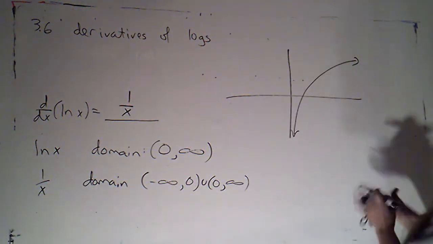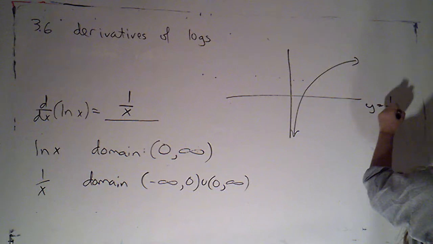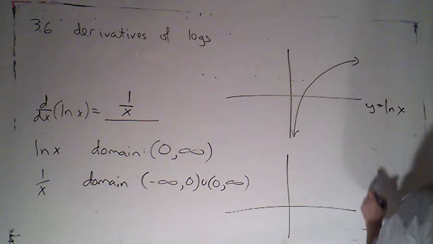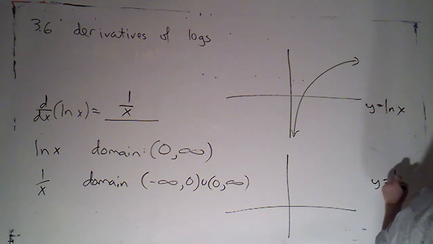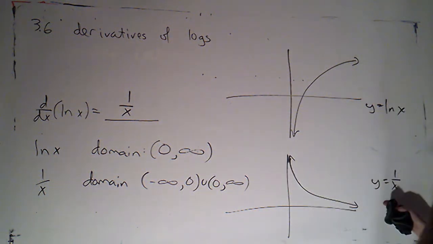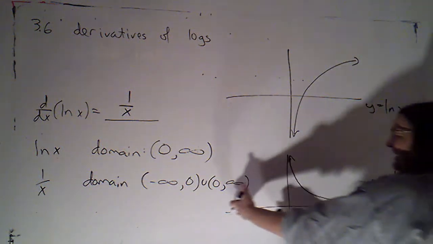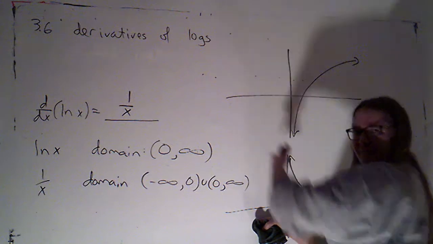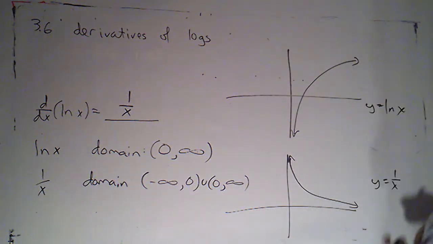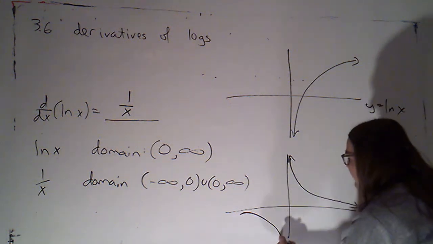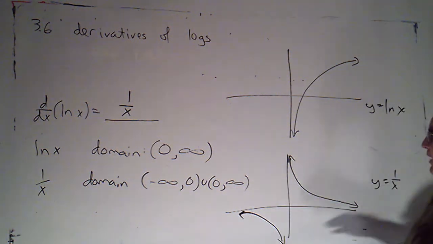So if I take a look, here's my natural log function. Sorry, y equals the natural log of x. Its derivative would be y equals 1 over x, but only the part where x is bigger than 0. I can't have a derivative over here if there's nothing for it to be the derivative of. But I know that 1 over x in its own right is defined for negative values as well.